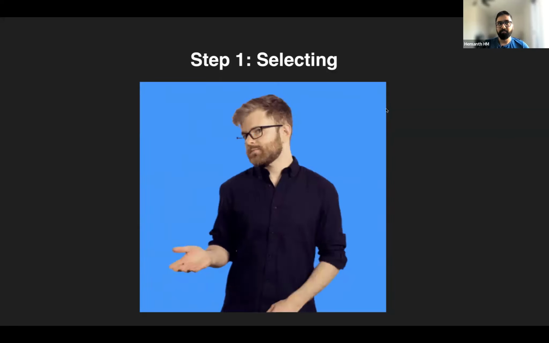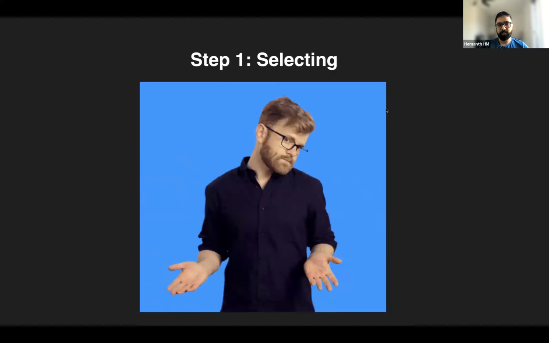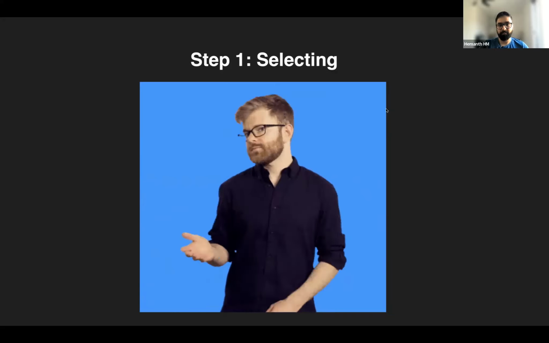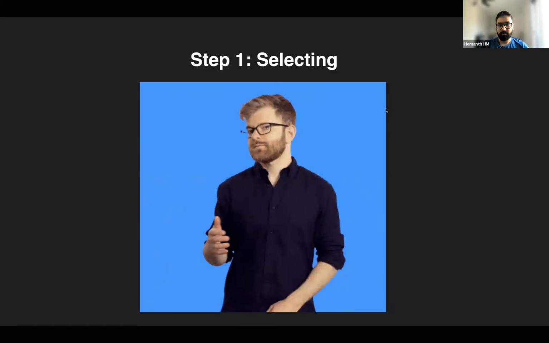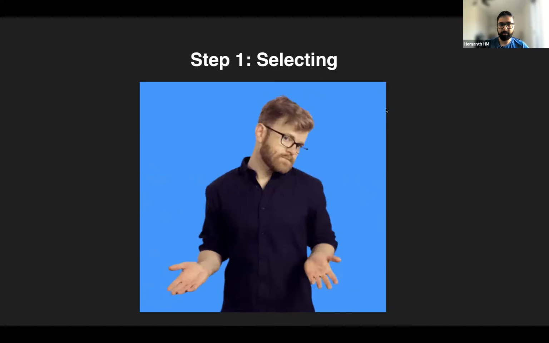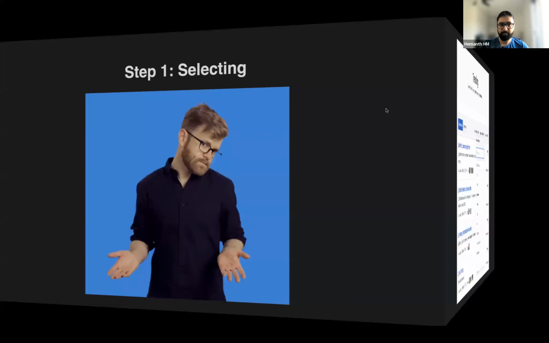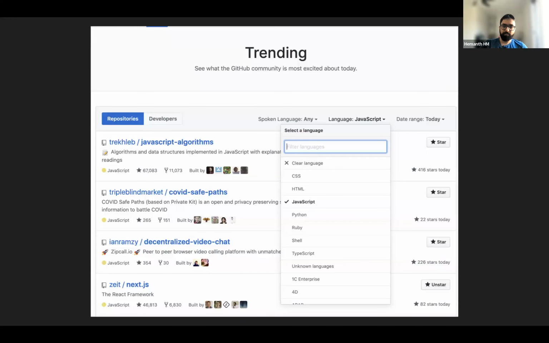Step one is selecting, right? How do you choose? There are millions of free and open source projects, and we have GitHub today, which gives access to that. We have GitLab and a few other platforms where you could choose. How do you select? One of the easiest ways is probably to go into the trending tab in GitHub and select the language of your choice. In this case, JavaScript is what we see on the screenshot.